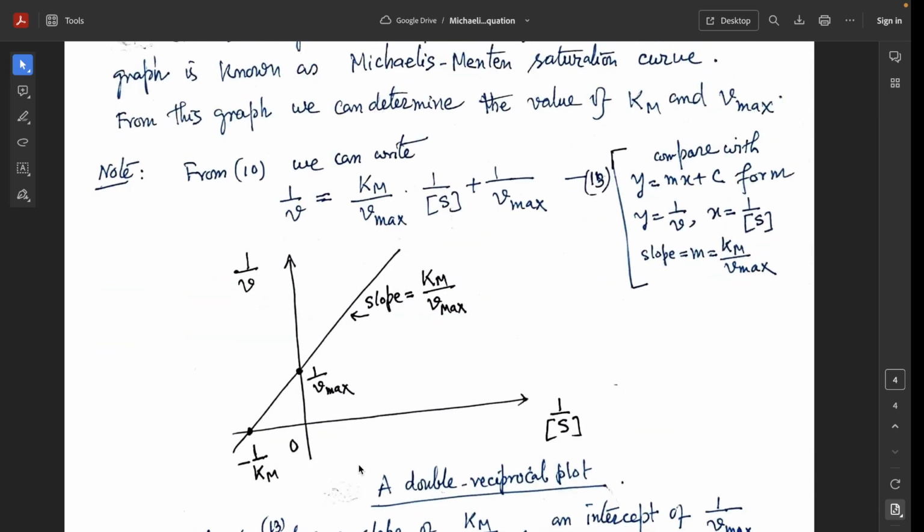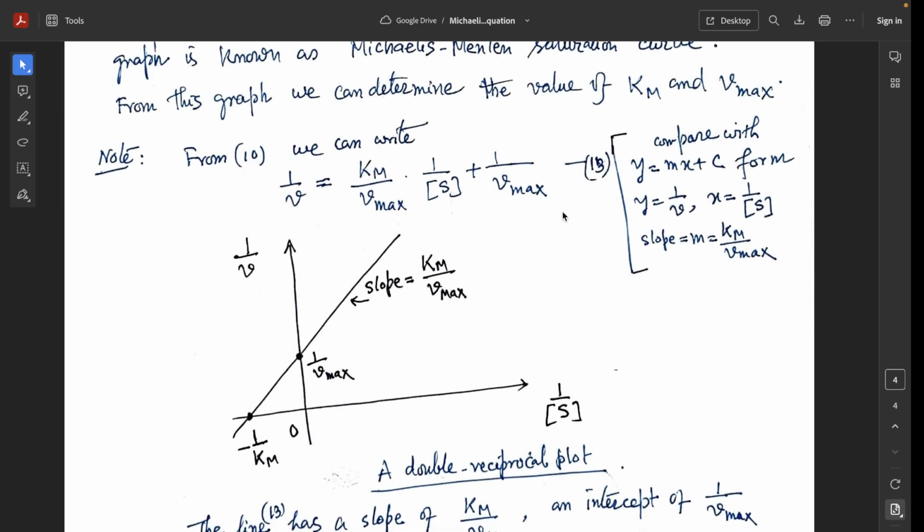If we draw this double reciprocal plot with 1 by the concentration of S along the horizontal axis and 1 by V, the velocity, on the vertical axis, then in this graph this is the slope, Km by Vmax. And obviously, if we put 1 by S equals 0, then 1 by V equals 1 by Vmax, so this point gives the value 1 by Vmax. And if we put 1 by V equal to 0, then 1 by the concentration of S equals minus 1 by Km, and this point gives minus 1 by Km.